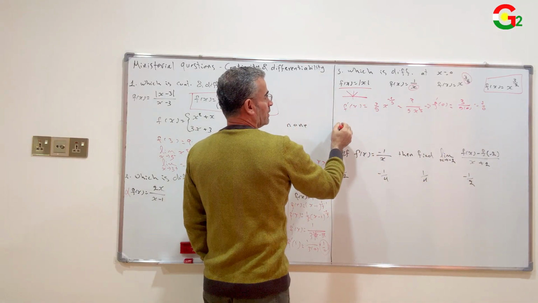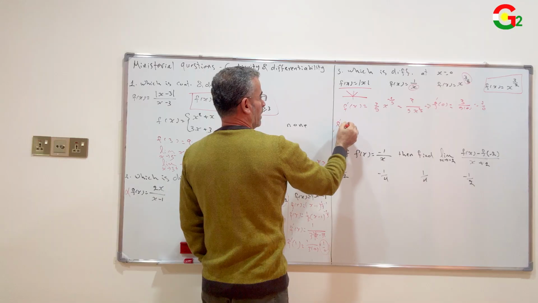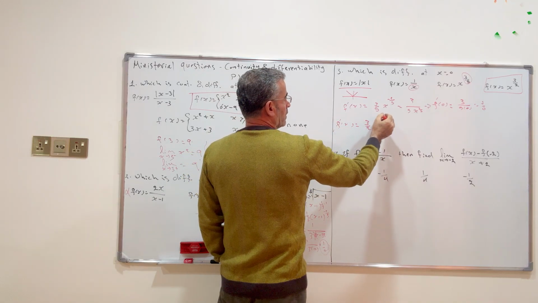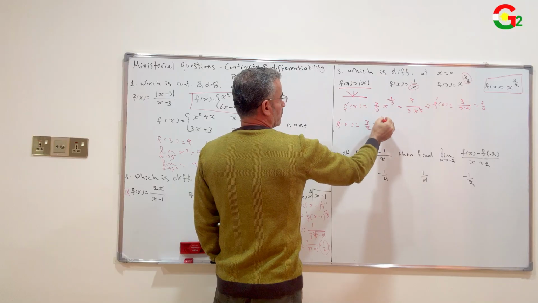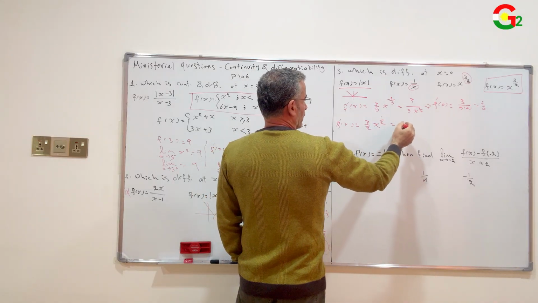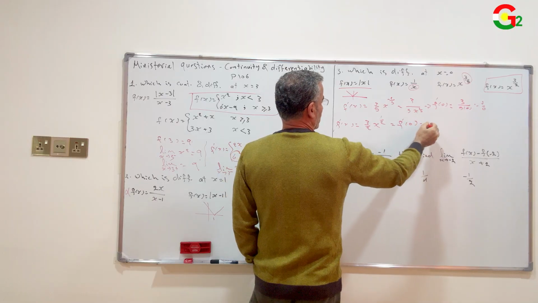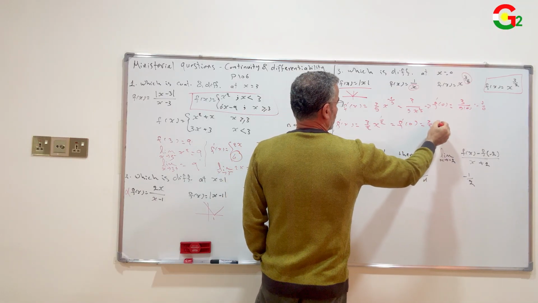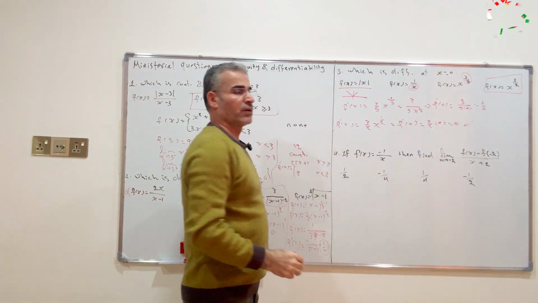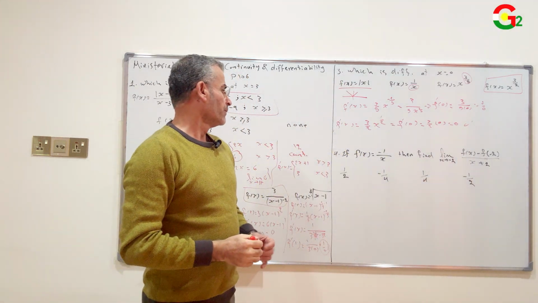But for choice D, f prime of x equals 3 over 2 x to the 1 over 2. Then f prime of 0 equals 3 over 2 times 0, which equals 0, so it exists. Therefore, the right choice is D.